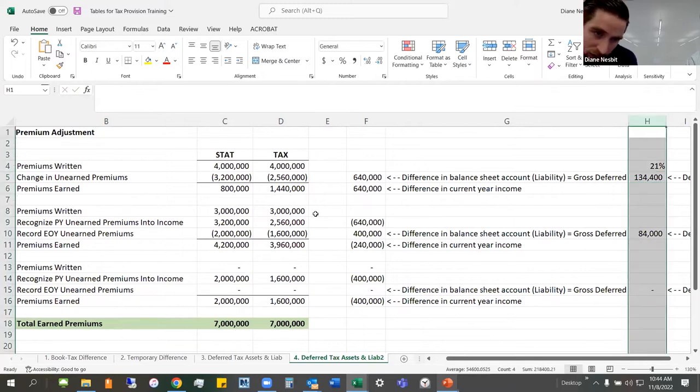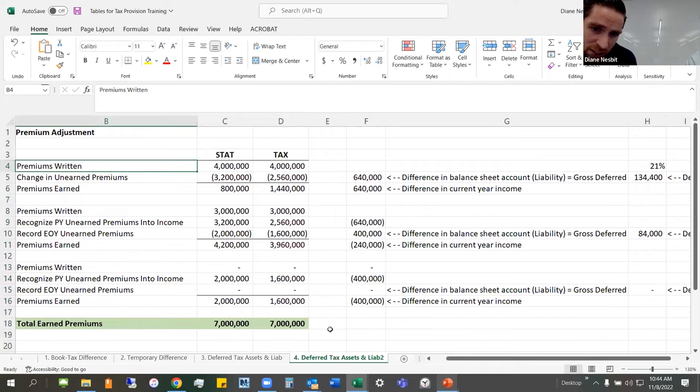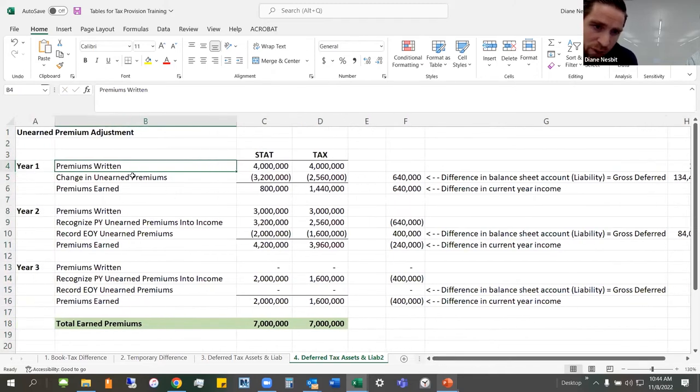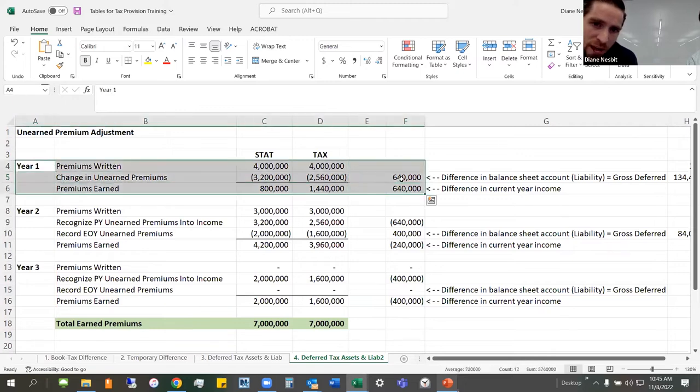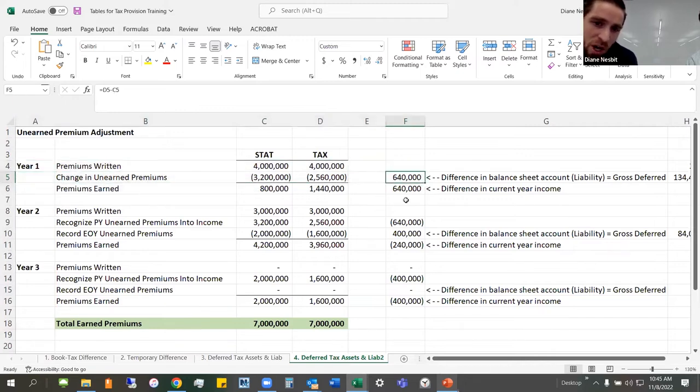And again, just to clarify, in this case, we have a deferred tax asset because with the unearned premium adjustment, for stat purposes, stat doesn't have to recognize this 3.2 million of unearned premiums into income. But for tax purposes, we have to pick up 20% of this into income. So essentially for tax, we're picking up an additional $640,000 of premium income into our return in year one. And that means that we have $640,000 less that we have to recognize in the future.